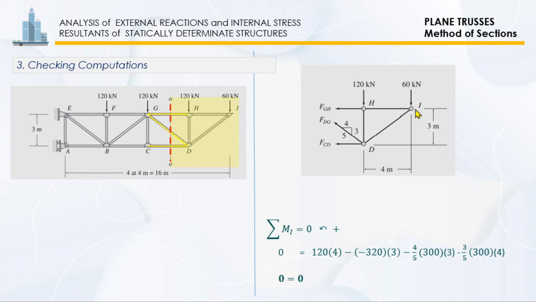So, ano ang papasok diyan? So, we have 120 multiplied by its moment arm na 4 minus 320 multiplied by its moment arm na 3 minus 4 over 5 multiplied by 300 multiplied by its moment arm na 3, then negative 3/5 multiplied by 300 multiplied by its moment arm na 4. So, makuha natin diyan class is 0.